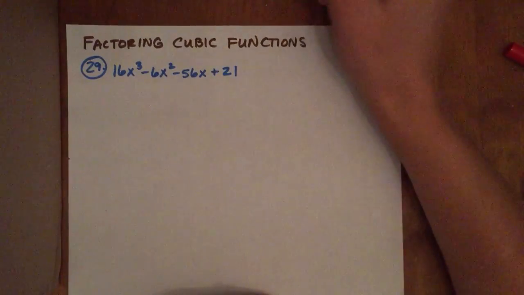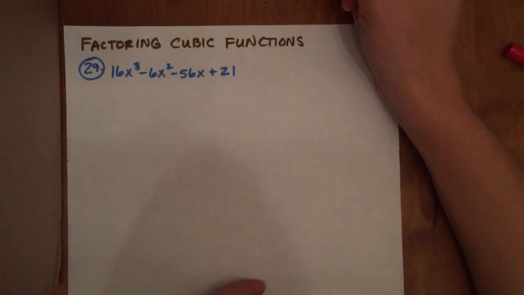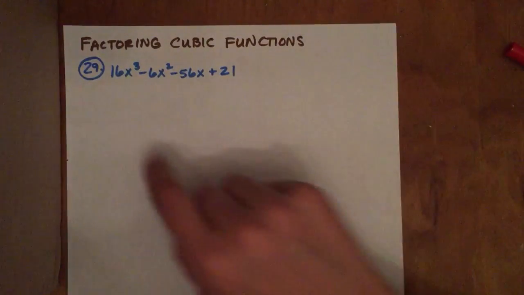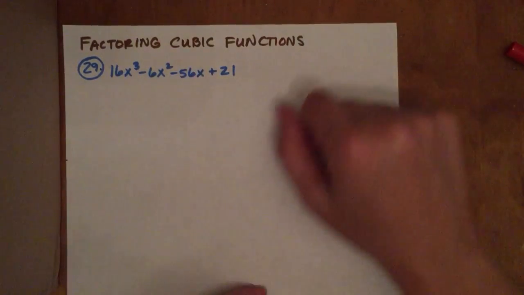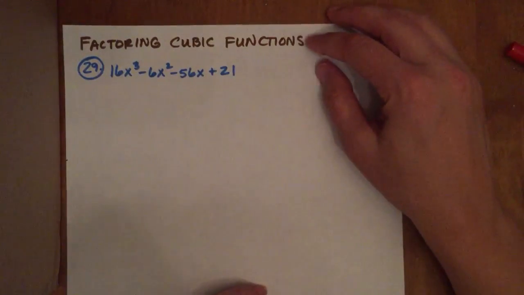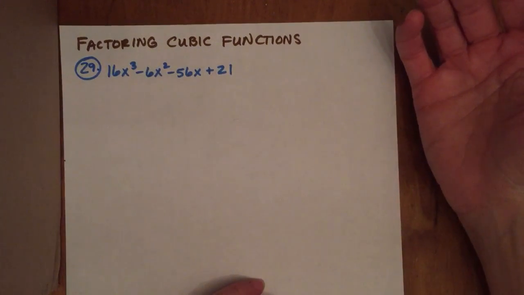Okay, now we're on to part 5 of our review, and we're starting with cubic functions. And cubic functions, as you see, are functions where our highest degree term is a third degree term. So we've got something to the third power. Cubic functions are different than your quadratic functions.